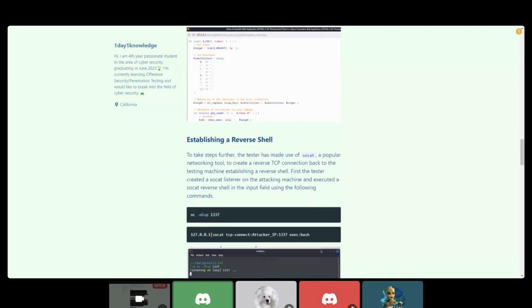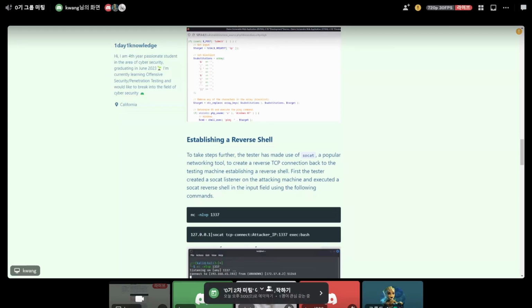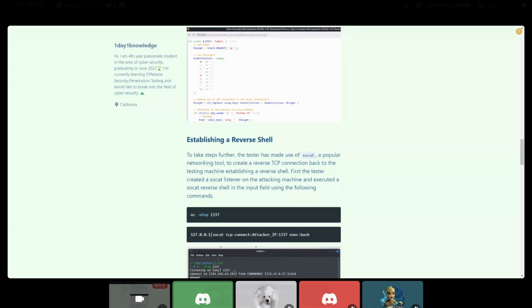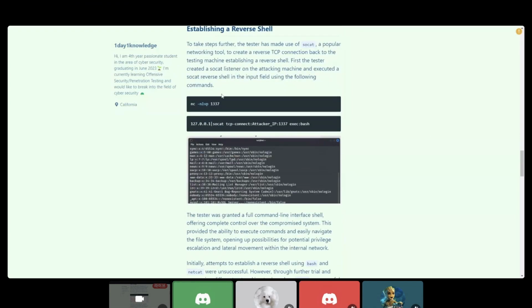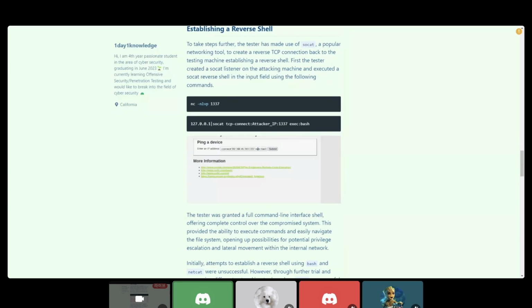To take steps further, the tester was able to successfully gain a remote code execution through a reverse shell using a famous networking tool called SOCAT. The tester first created a netcat listener and supplemented the input field with an operator followed by a SOCAT reverse shell connection command. As seen below, the tester was granted a full command line interface shell offering complete control over the compromised system.